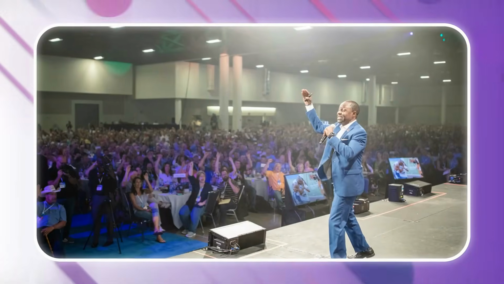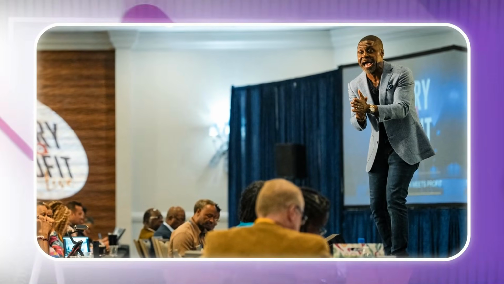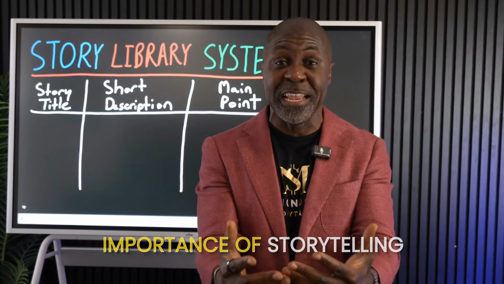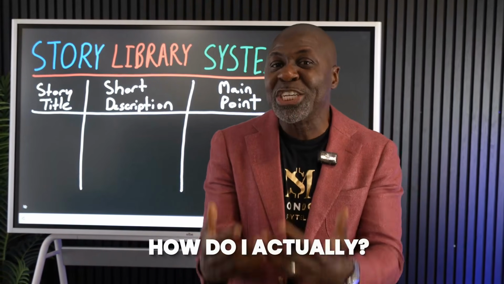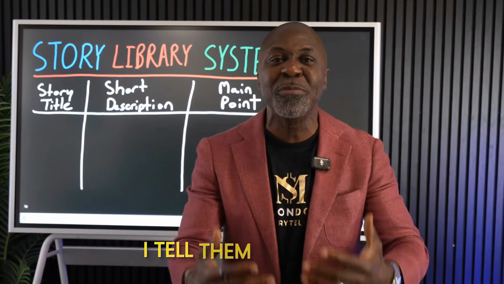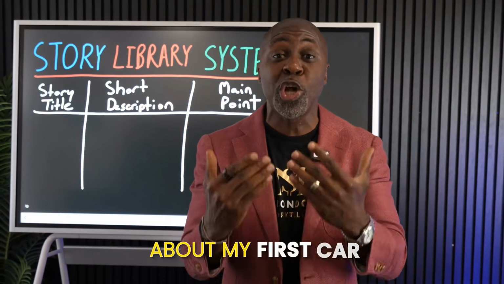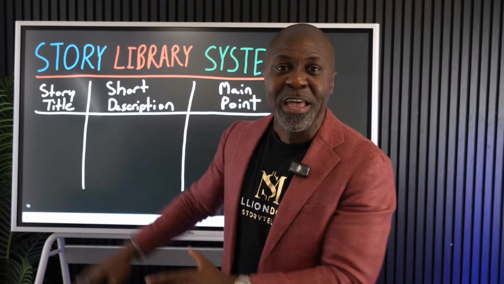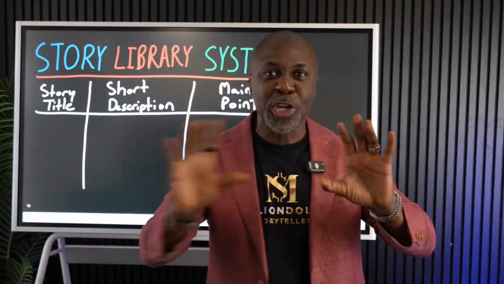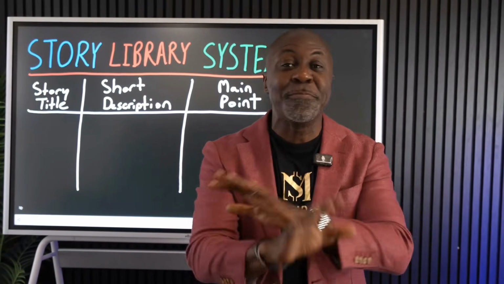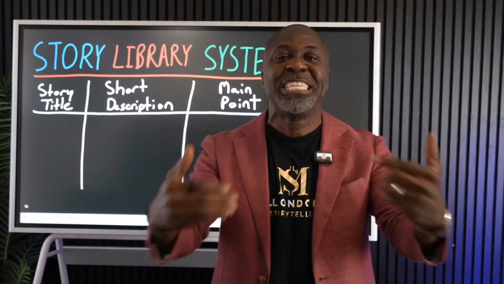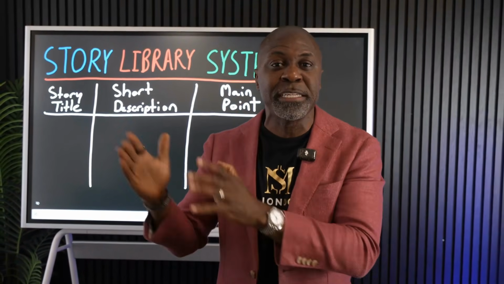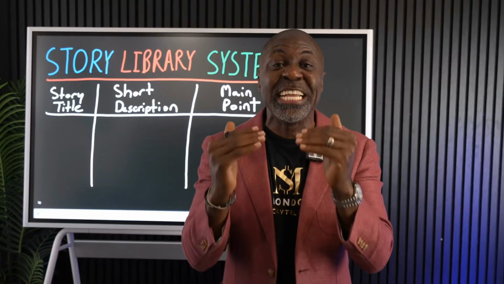So when I'm teaching and I'm training and I'm on stage, there's a story that I love to share where I talk to people about the importance of storytelling. And so how do I actually demonstrate that? I tell them the story about my first car. So guess what? In my story library, under story title, the name is First Car. Really simple. It doesn't need to make sense to you or anybody else, just needs to make sense to me. In other words, when you're building out your story library system, your title just needs to make sense to you.